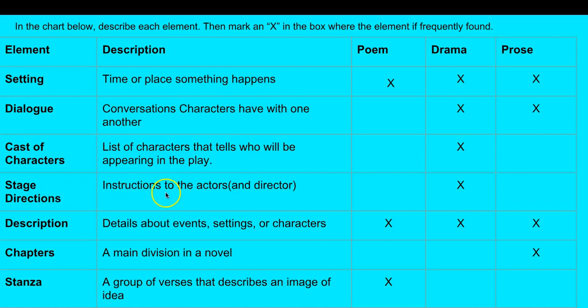Stage directions, instructions to the actors or director. That is in a drama. Description, details about events, settings, or characters. That is in all three. You're going to find description in poems, drama, and prose. Chapters, the main division in a novel. This is how prose is organized. It's organized by chapters, so obviously you're not going to find that in a drama or a poem. Stanza, a group of verses that describes an image or idea. And again, you find that in a poem. And finally, down at the bottom, narrator, someone who shares the story details with the reader. You will find that in a poem, in drama, and also in prose.